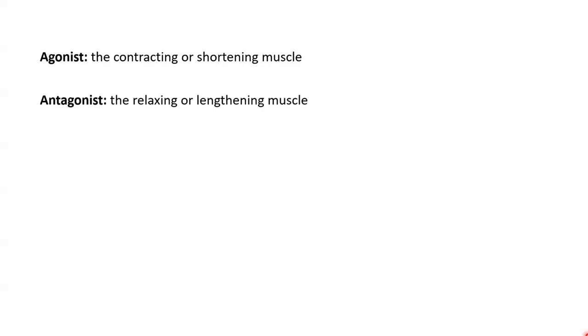The opposite of the agonist is the antagonist. And in the context of a muscle contraction, the antagonist muscle is the muscle that is relaxing or lengthening during a contraction to actually allow that movement to occur. So again, if we think of a bicep curl, the triceps brachii would be the antagonist muscle, because if this muscle doesn't relax or lengthen, the agonist muscle, or the biceps brachii, wouldn't be able to contract.